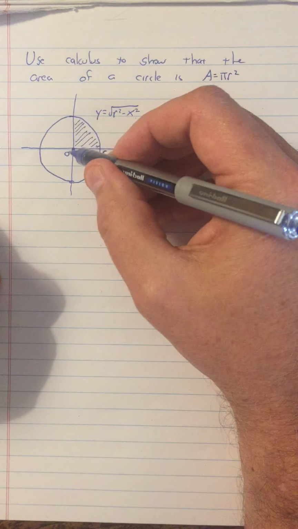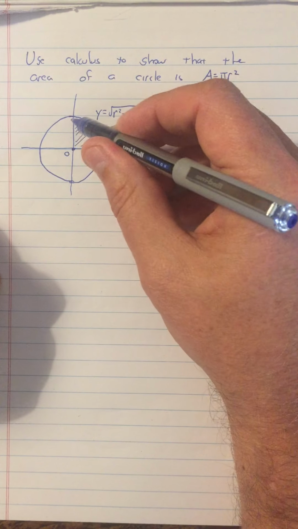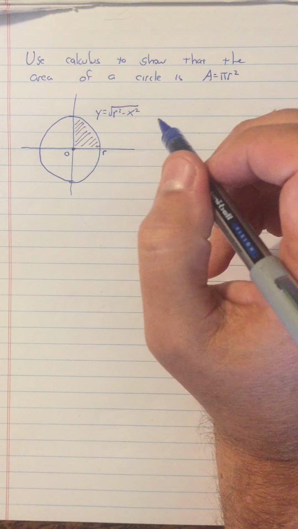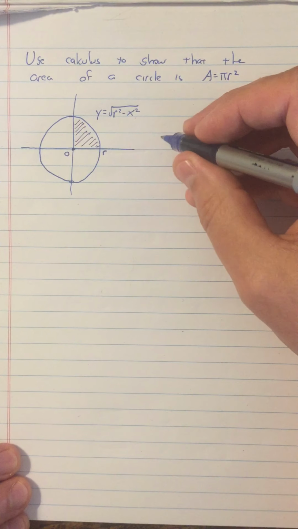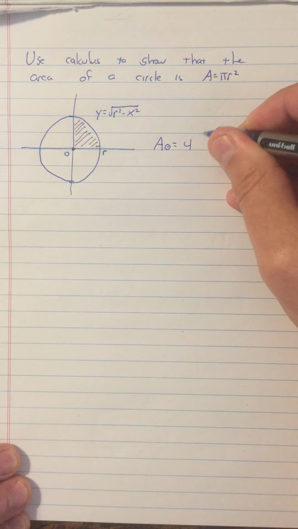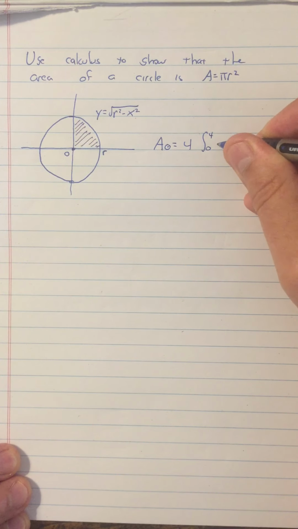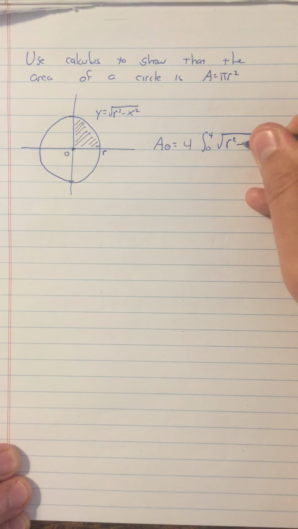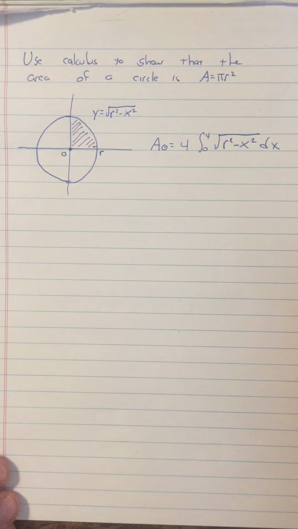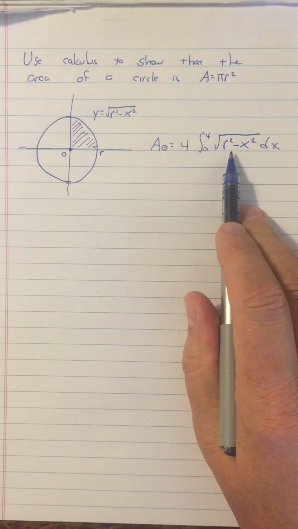Instead, we will find it sufficient to find the area of one quadrant of the circle, and then just multiply that by 4. So what we can start by saying is that the area of the circle is equal to 4 times the integral from 0 to r of the square root of r squared minus x squared dx. All right, so now what you come up against is you really have no way to integrate this.